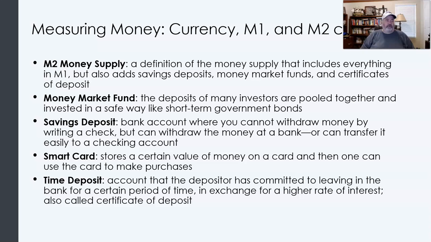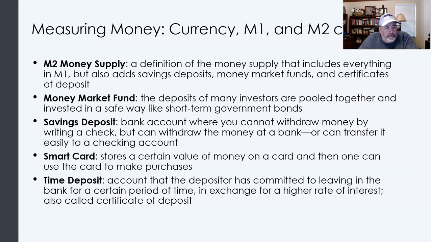But currency, checking accounts, and banks. M2. M2 is a broader definition, includes everything in M1. M1 is part of M2, but it adds savings deposits, money market funds, and CDs, certificates of deposit. All right, so what are those? Money market funds are deposits where many investors are pooled together and invested in a safe way, like short-term government bonds. Typically, a money market fund is going to be more than just one thing. It may be some stocks, some bonds, some of this, some of that. A diverse portfolio. That's my understanding of a money market fund.